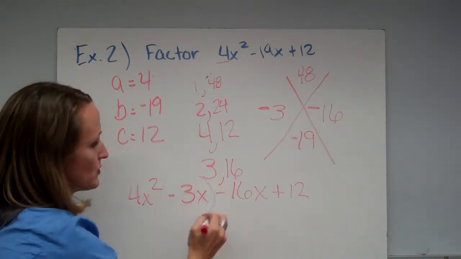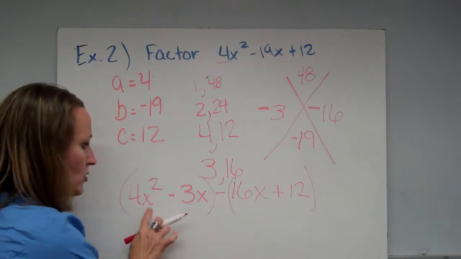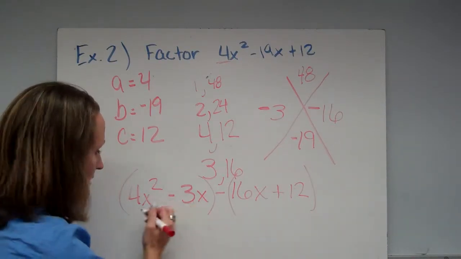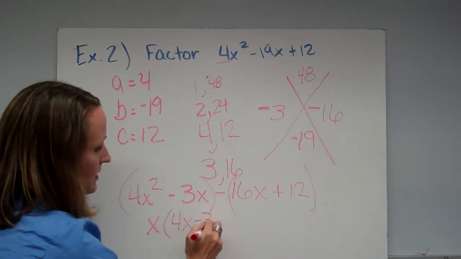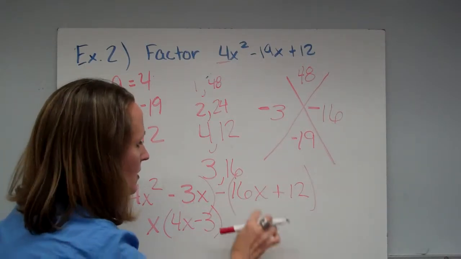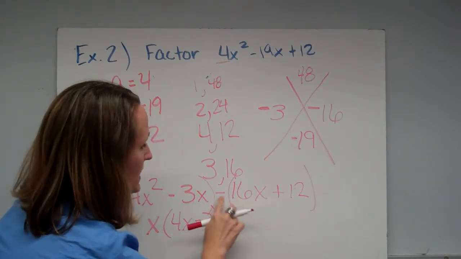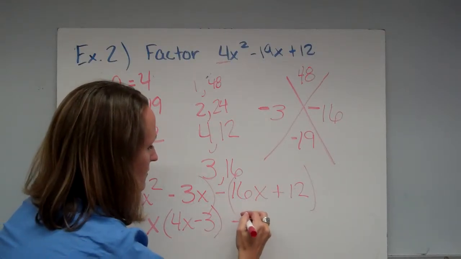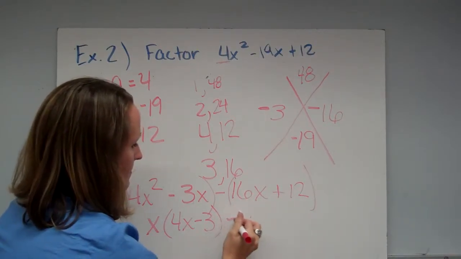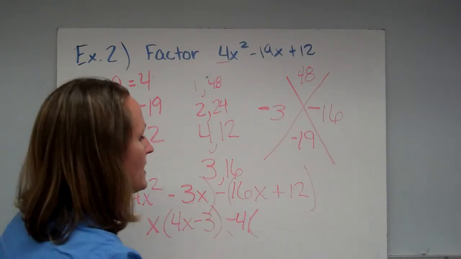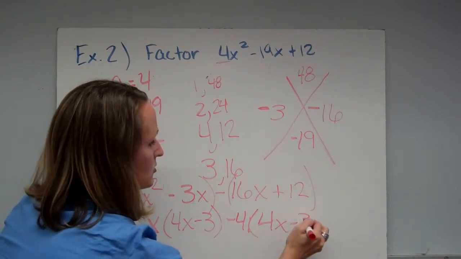So now, once again, I'm gonna group these and see what kind of common factors I can find. 4x squared minus 3x, the only thing I can pull out that they both have is an x. So I pull out my x and I'm left with 4x minus 3. Now I'm gonna come over here. They're both multiples of 2, they're also both multiples of 4. So I'm gonna pull out a negative 4 so that I can get rid of my negative in front. Not negative 4x, negative 4. And what am I left with? 4x. And then when I do 12 divided by negative 4, I'm left with minus 3.